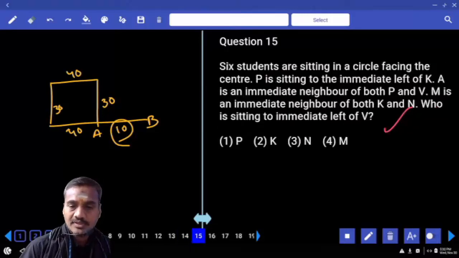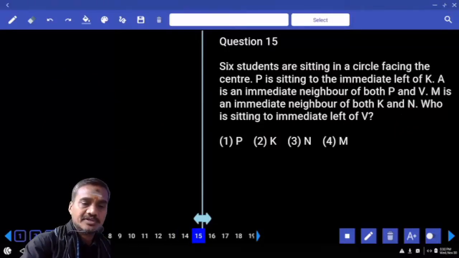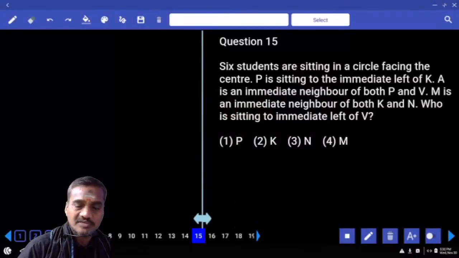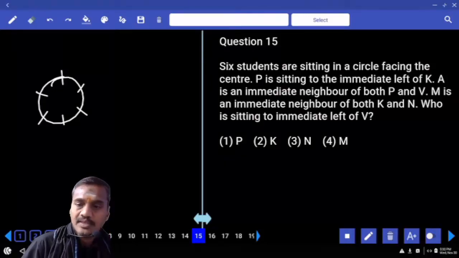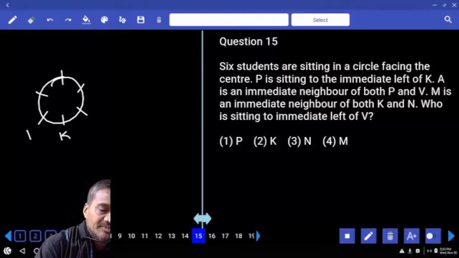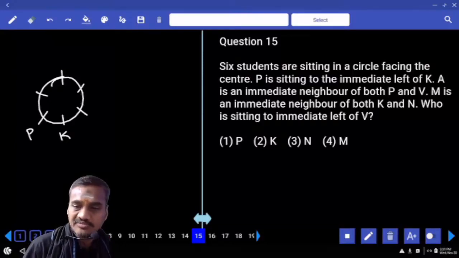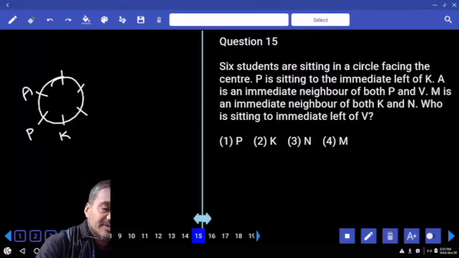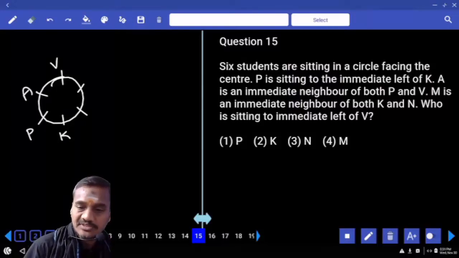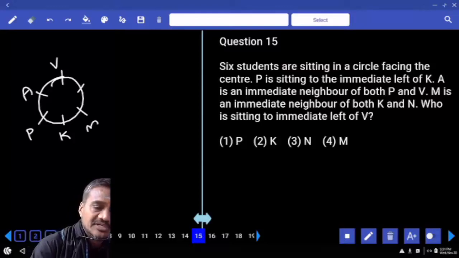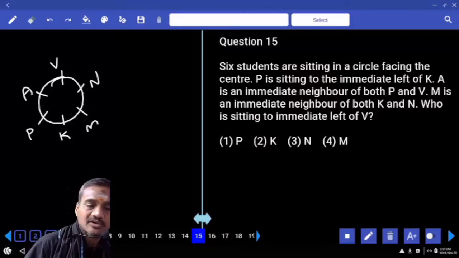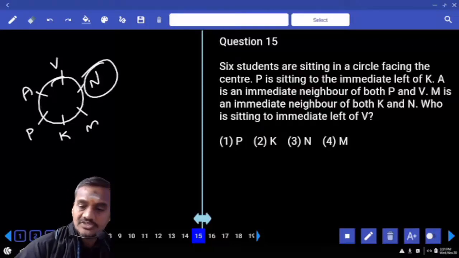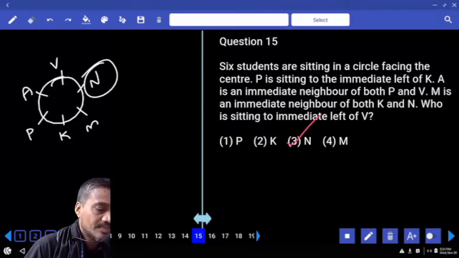Then the 15th one. Now there are 6 students seated around a circular table facing towards the center. Now these are the 6 people. P is to the immediate left of K and P must be like this. And A is an immediate neighbor of both P and V. M is an immediate neighbor of both K and N. Then, who is sitting to the immediate left of V? Immediate left of V, that is N, choice 3, question number 15.